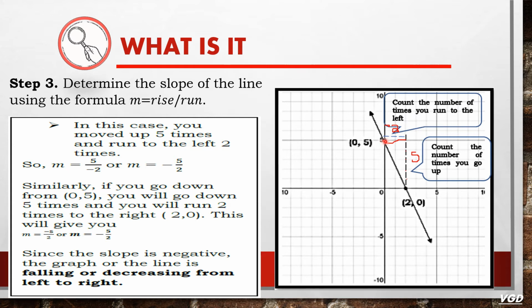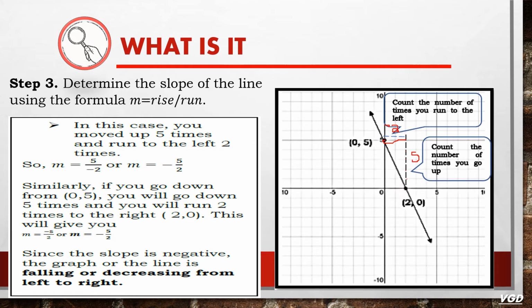So mag-ihap ta og pa down gikan diri sa tong point sa 0.5 paubos. So 1, 2, 3, 4, and 5. So from there, mudaga na sad ta padung sa, this time padung ta siya sa point sa 2, 0. So padung ta sa right. So 1, 2. 2 ra gihapon.